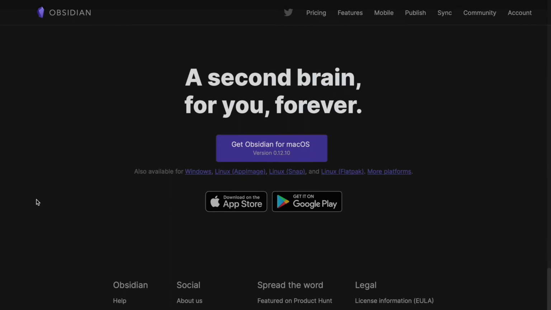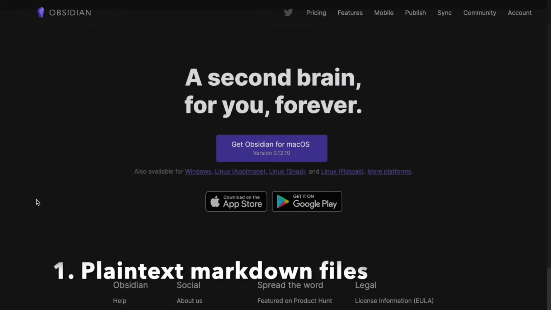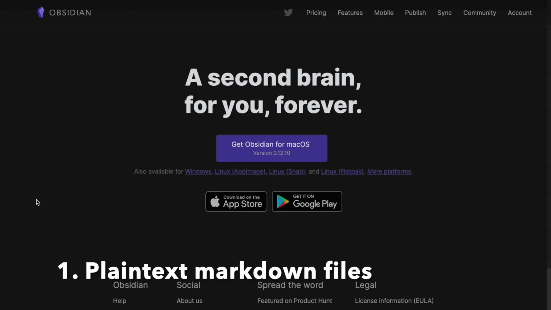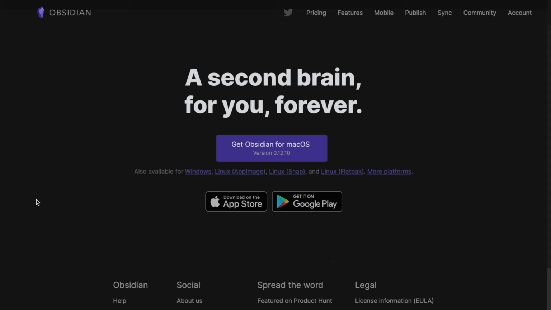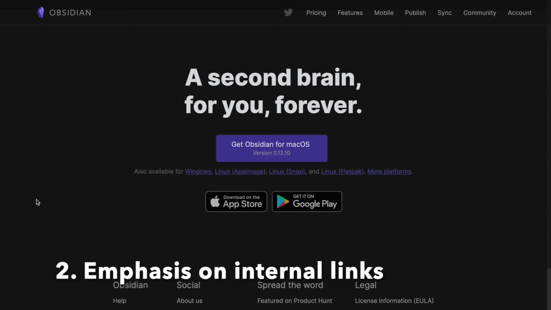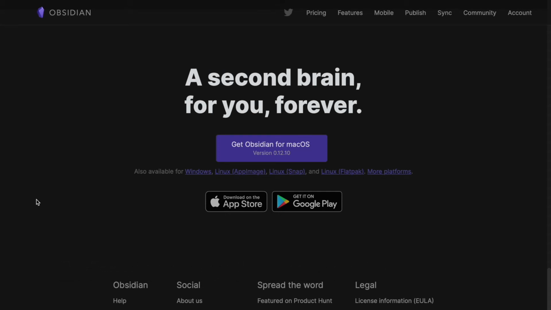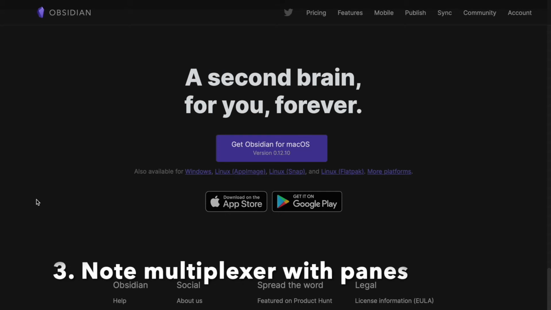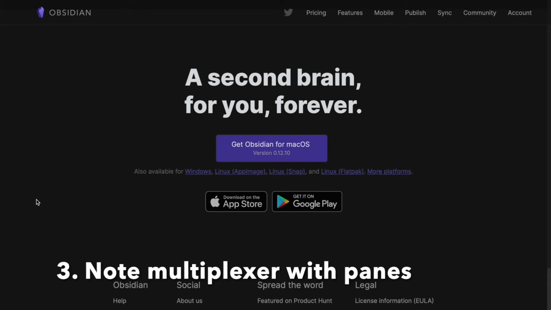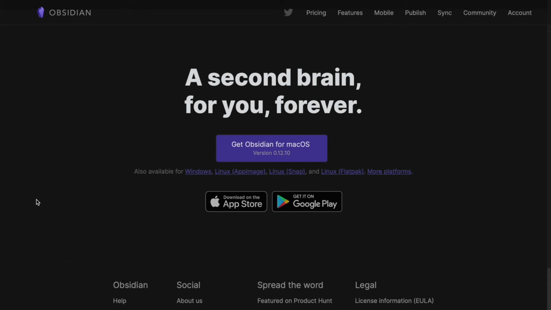Some of the main features of Obsidian are: your notes are composed of plain text files, which can be saved locally, an emphasis on internal links for connecting your notes, the usage of panes to allow you to view and work on multiple notes at once, and extensibility with core and community plugins.